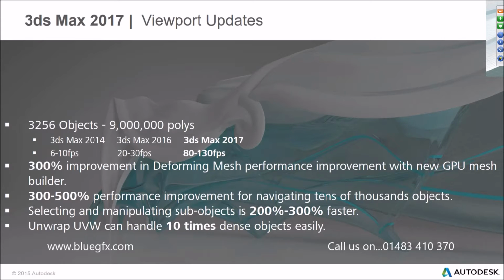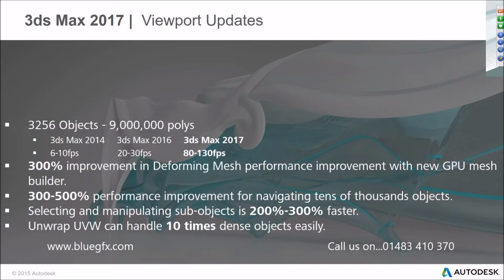So if we compare Max 2014, that will give you an average of 6 to 10 frames per second. The same scene in Max 2017 goes immediately up to 80 to 130 frames per second. Also, there's a huge improvement in deforming mesh performance. So mainly sub-object animation, that's due to the new GPU mesh builder. So you do get a huge improvement over there.